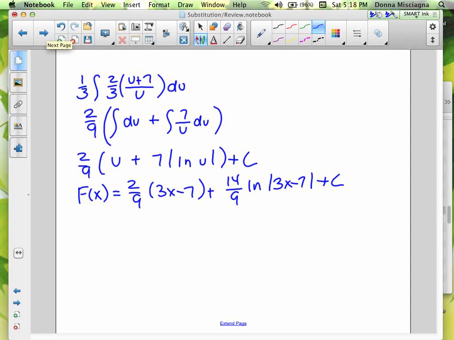Okay, and we're done. And notice I have the absolute value bars because 3x minus 7 can be negative, but natural log cannot. All right, and I'm not going to bother even distributing the 2/9. It's fine the way it is, and we're done. It's that simple. So if I differentiate that and clean it up a bit, simplify it, and reduce things, I'll get the function that we started with on the other page.